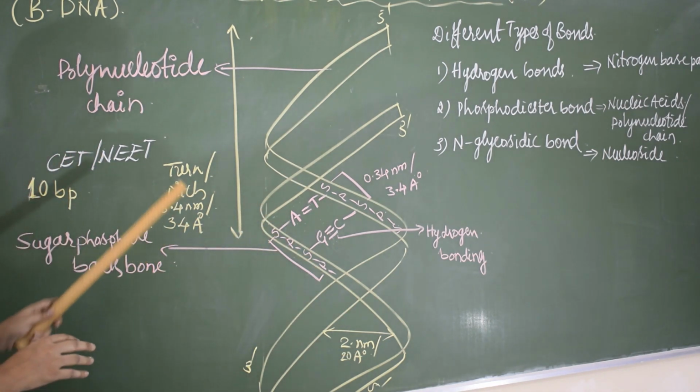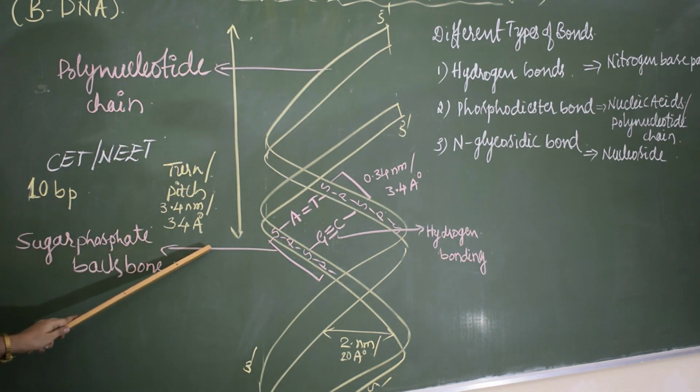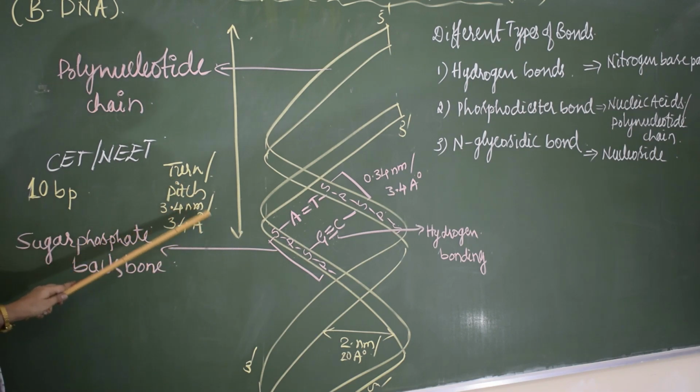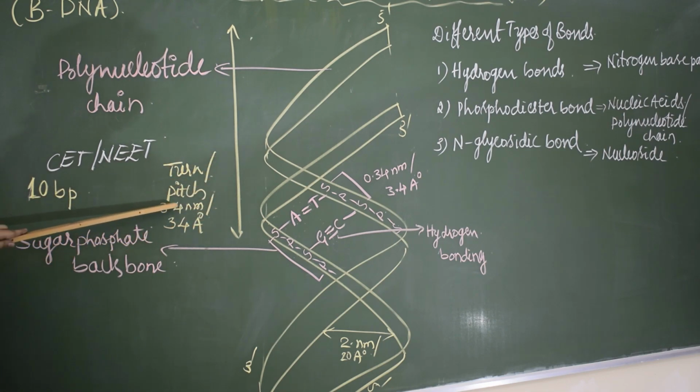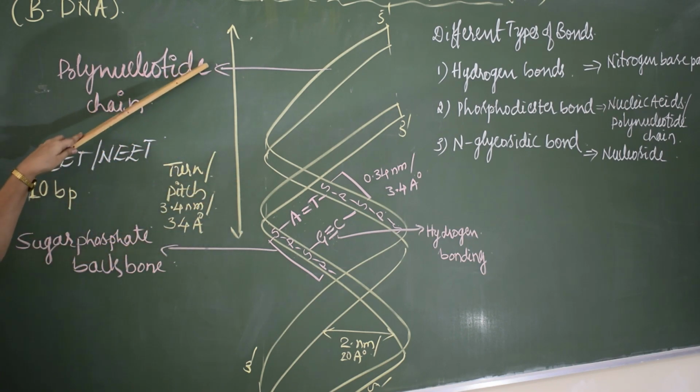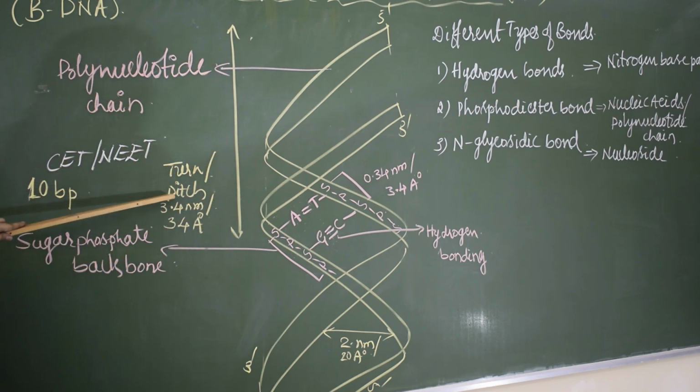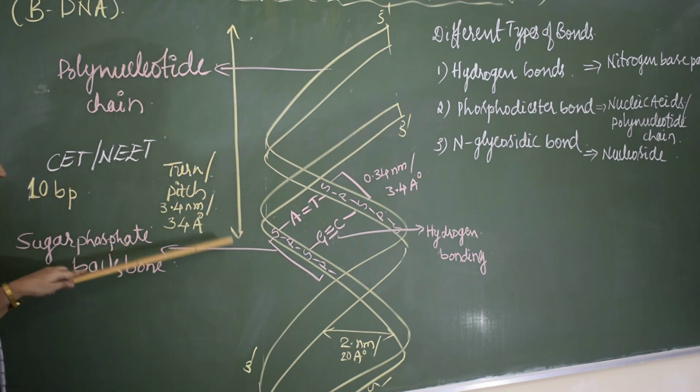Okay, then each turn of the helix, which takes around 360 degrees, that length would always be 3.4 nanometer, or if it is mentioned in angstrom units, it would be 34 angstrom units. It is very, very important. So the length of each turn in a DNA double helix will be 3.4 nanometer or 34 angstrom units, and at each and every turn there will be approximately 10 base pairs. In each and every turn there will be approximately how many base pairs?